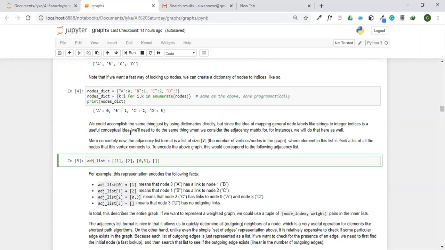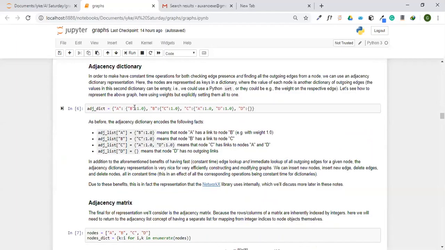Then in dealing with adjacency dictionaries, we've implemented a dictionary of dictionaries, whereby the key of the initial dictionary is the node, while the value, which is a dictionary itself, contains the edge and also the weight. So we notice that in this dictionary, A is connected to B and the weight is 1. We have B connected to C, the weight is 1, C connected to D and A, the weight is 1, while D is connected to nothing. So these are just the basic implementations of all this. Let me just keep running them.